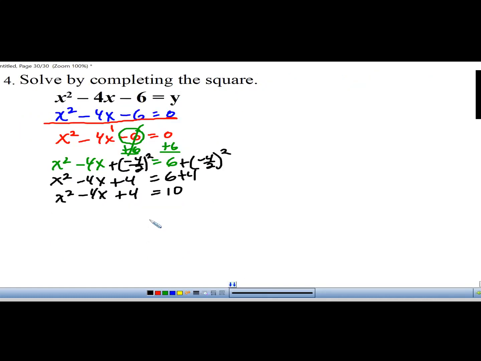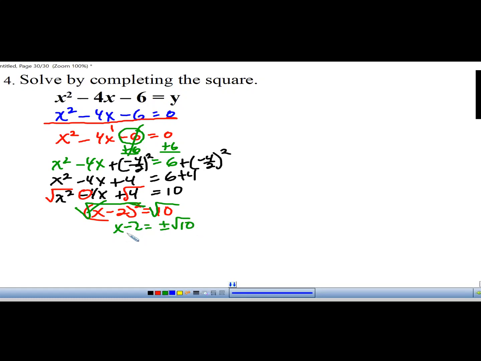All right, so at this point, we need to factor. We need to factor this trinomial. Does everybody remember the shortcut? Yes, Mr. Q. Square root of the first, square root of the last, sign of the middle, squared equals 10. And lastly, we do the square root to each side to cancel that square. So we got x minus 2 equals plus or minus square root of 10.